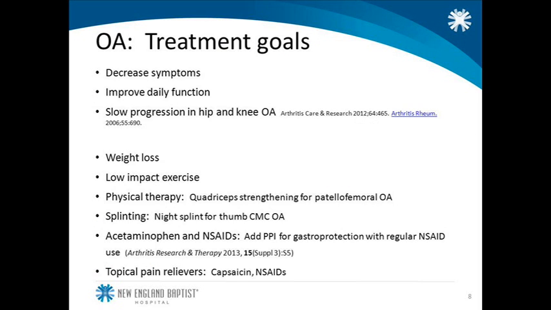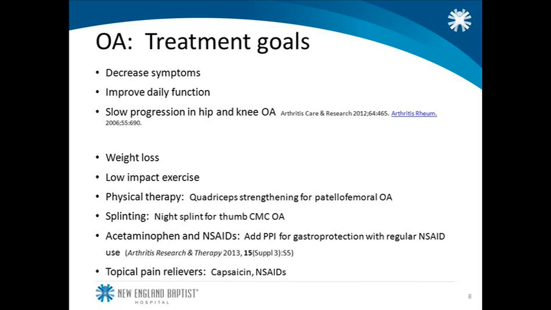Treatment goals in osteoarthritis include decreasing symptoms, improving daily function, and it may be possible with weight loss and low-impact exercise to actually slow progression of osteoarthritis in the hip and the knee. Physical therapy is also helpful for many patients. One example of this is quadriceps strengthening exercises for patellofemoral osteoarthritis.